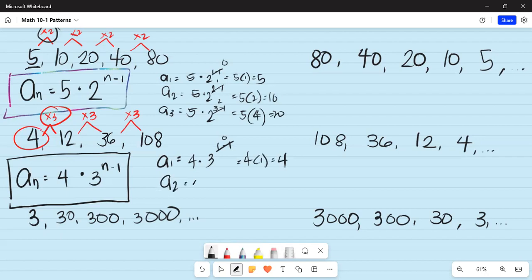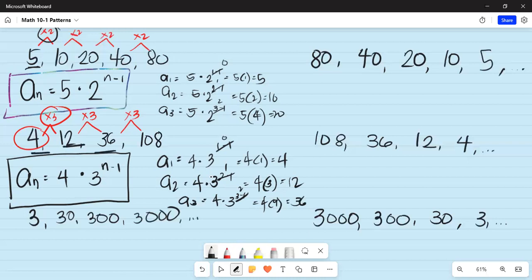A sub 2: 4 times 3 raised to 2 minus 1, and 2 minus 1 is 1. So therefore, 4 times 3 raised to 1 is just 3, that becomes 12. And finally, a sub 3 is equal to 4 times 3 raised to 3 minus 1. That's 2. 3 raised to 2 is 9. So 4 times 9 is 36. And we got the first 3 terms.